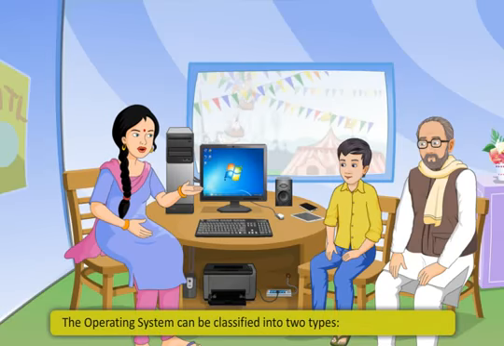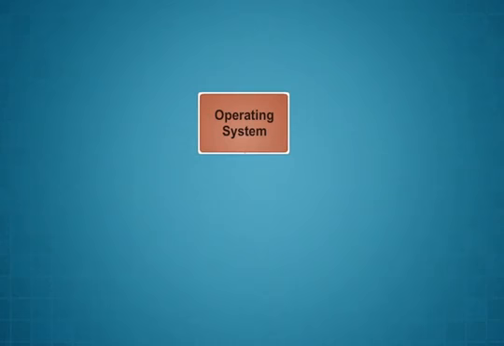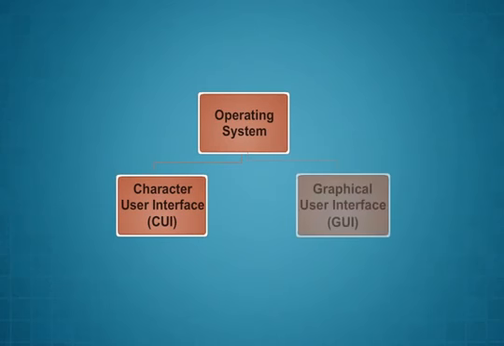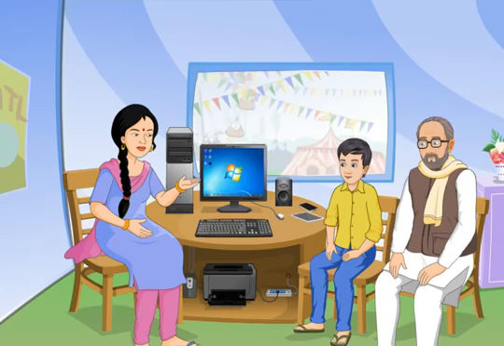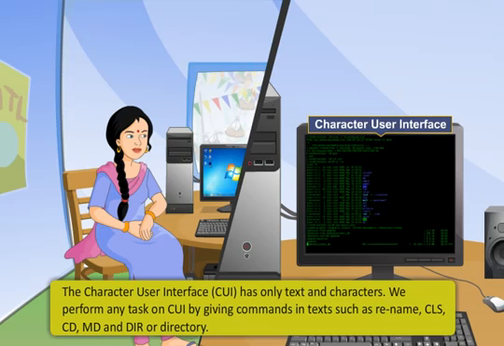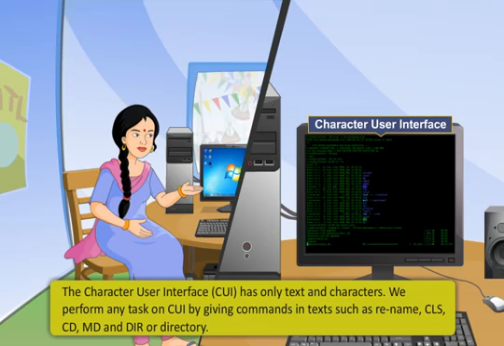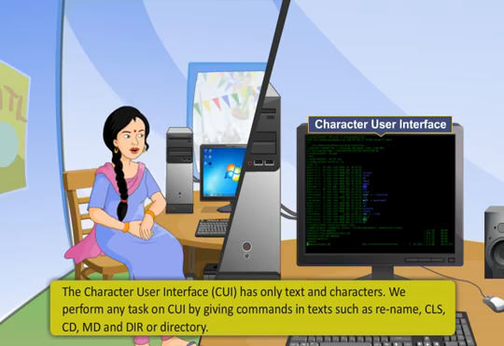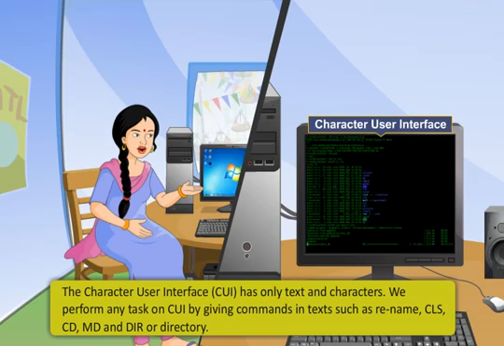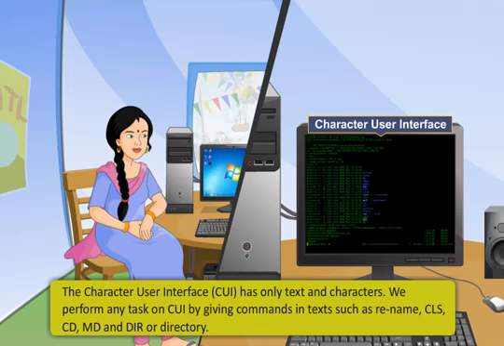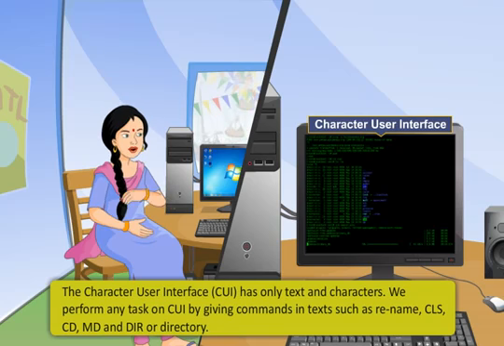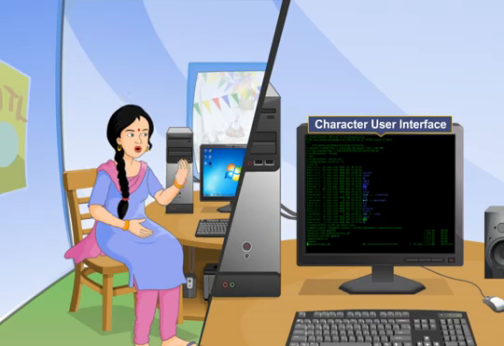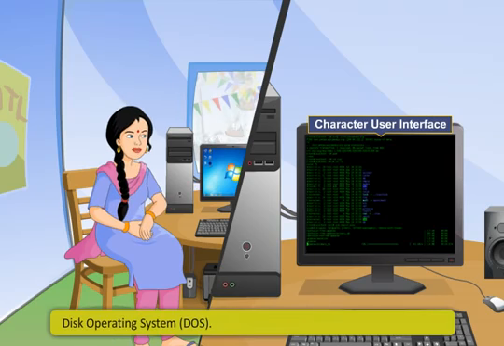The operating system can be classified into two types: character user interface and graphical user interface. Let us discuss one by one about them. Character user interface does not have any icons or images. It works using only text and characters. We can perform tasks on CUI by giving commands in text such as rename, CLS, CD, MD and dir or directory. An example of CUI is the disk operating system.